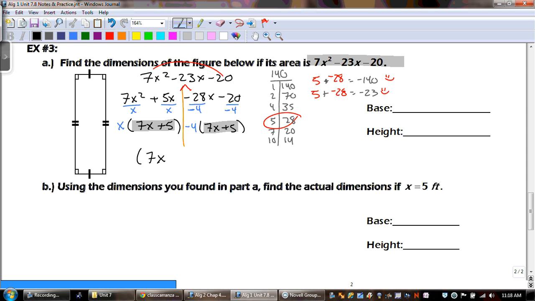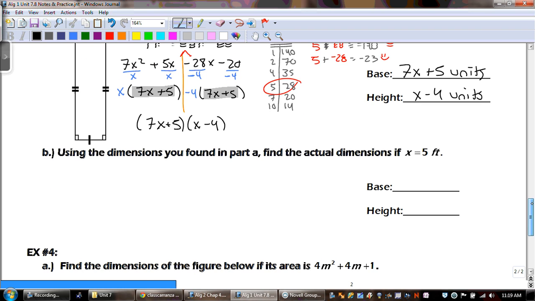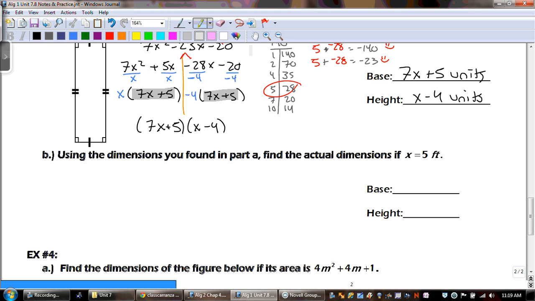So our two binomials are 7x plus 5 and x minus 4. So our base, remember, it doesn't matter which one is which, 7x plus 5 units and x minus 4 units. Okay, so you guys are in charge of this part, finding the base and finding the height. Go ahead and pause the video and see if you can do that all on your own. Good luck.